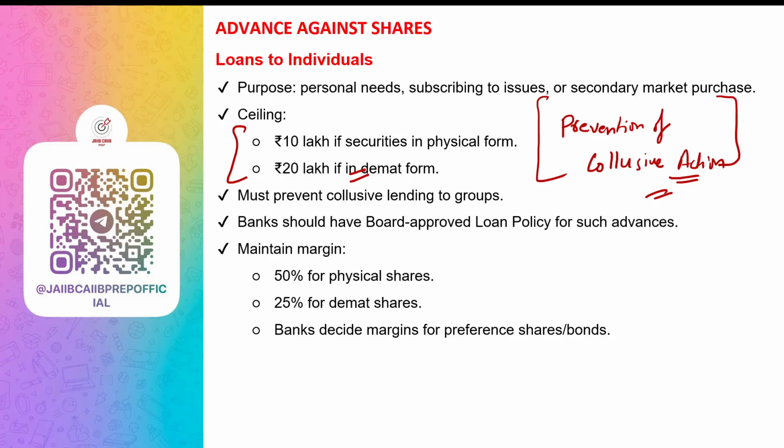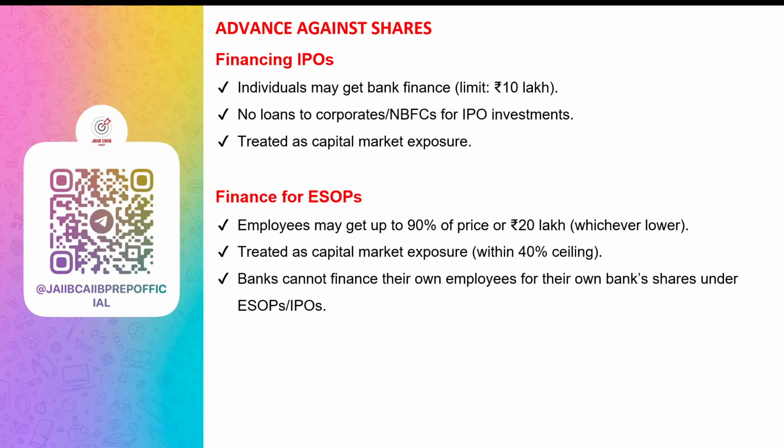Purpose has to be ensured. It should be a productive purpose and not a speculative purpose. Financing of IPOs. A bank may provide loans to individuals specifically for subscribing to IPOs or FPOs, follow-on public offerings or initial public offerings. There is a ceiling of 10 lakh per individual across the entire banking system, and corporates are not allowed to take bank loans for investing in other companies' IPOs. Such loans are treated as capital market exposure for the banks, and both IPOs and FPOs fall under this category.